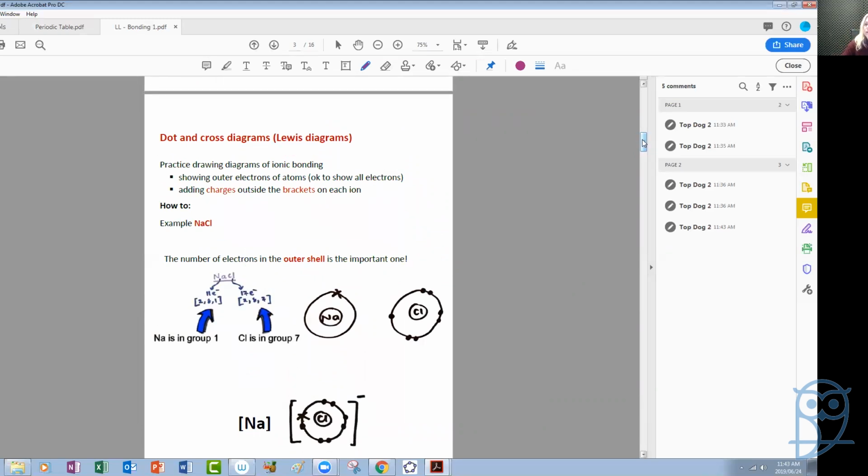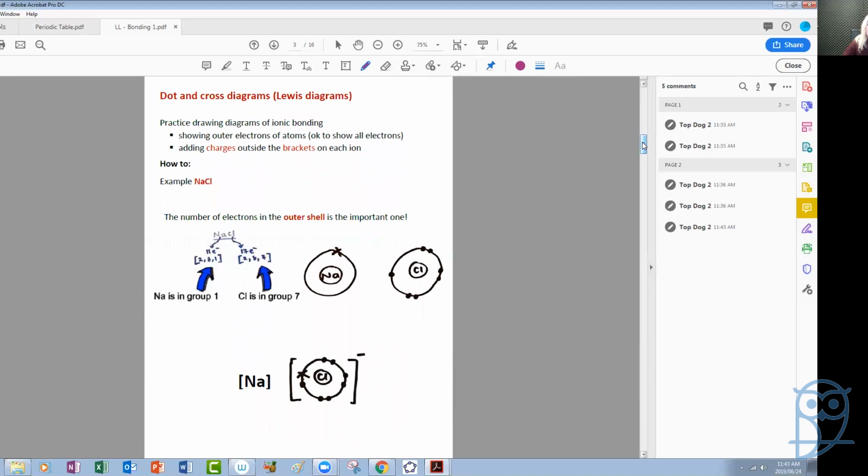But there is a lot to be said about that. Let us start systematically now with sodium chloride again. It's not a matter of being the same. It's a matter of how to go systematically to find what is going on with the outer electrons. So practice drawing diagrams of ionic bonding. What are these diagrams of ionic bonding?